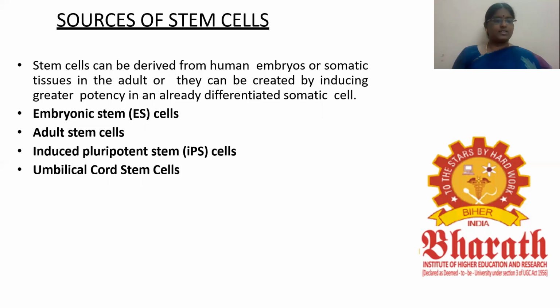Sources of stem cells are of four types. Stem cells can be derived from human embryos or somatic tissues in the adult, or they can be created by inducing greater potency in already differentiated somatic cells. So based on this, the sources of stem cells are divided into four types: embryonic stem cells, adult stem cells, induced pluripotent stem cells, and umbilical cord stem cells.